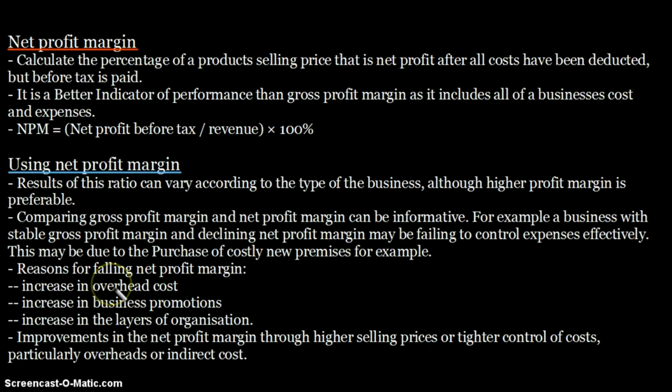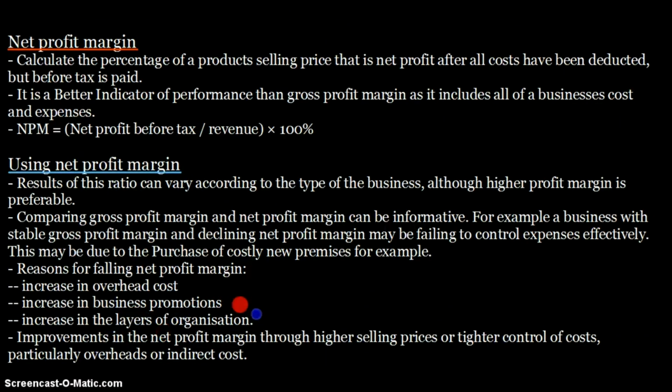Okay, so what are the reasons for a falling net profit margin? Why will your net profit margin fall? There could be an increase in overhead costs, perhaps a lot of other expenses, or your rents are increasing. And there could be an increase in business promotions. If you are promoting your business more because you want to increase your sales, or perhaps your sales are falling, that will decrease your net profit margin since your indirect costs are increasing.